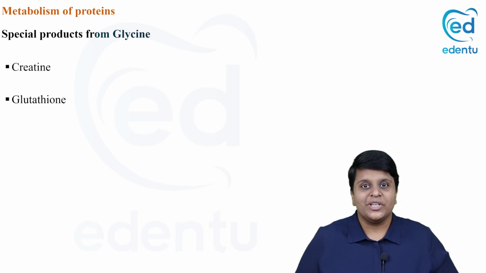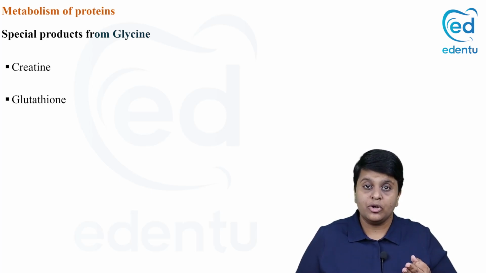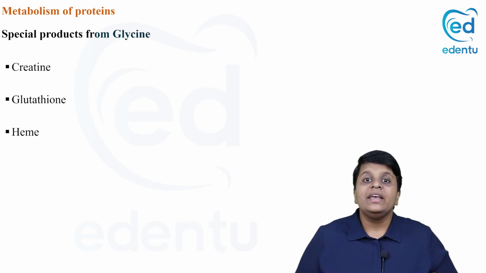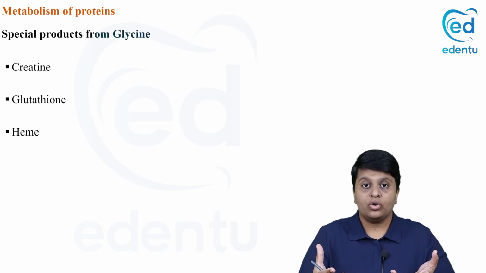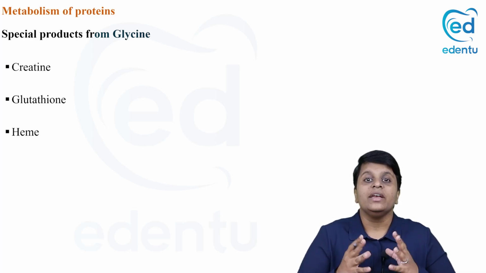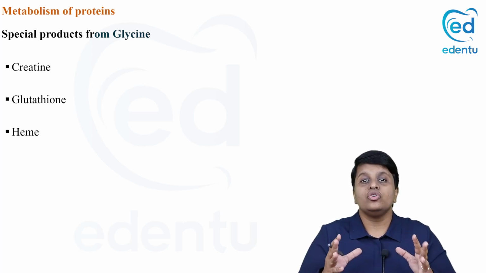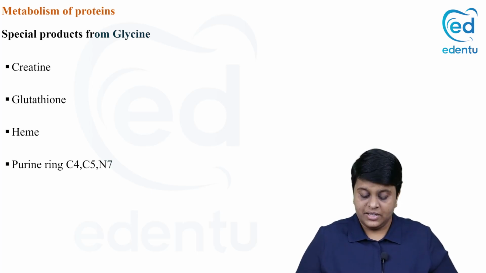The other one is glutathione. You remember we have seen it in cysteine metabolism: gamma glutamyl cysteine glycine, made of glutamic acid, cysteine and glycine. So it comes under cysteine metabolism and also here under glycine metabolism. And then heme. Heme, which is a part of hemoglobin, myoglobin and cytochromes, is a tetrapyrrole ring. That heme is also synthesized from glycine in the body.